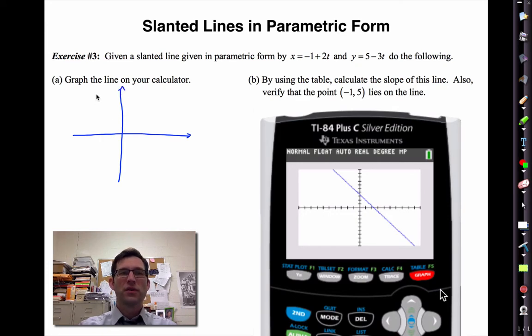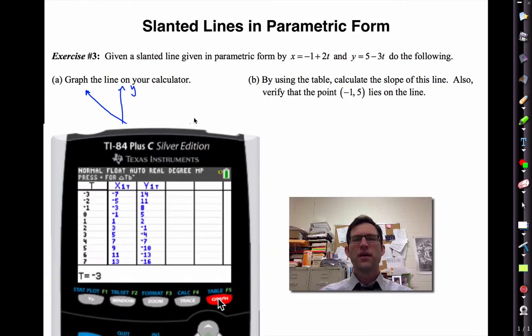And what it ends up looking like? Something like that. Yeah, with a little artistic liberty. Right? A little artistic liberty. All right. So, now let's take a look at the table. We haven't really looked at tables with parametric equations yet, so let's go over to our table in our calculator.